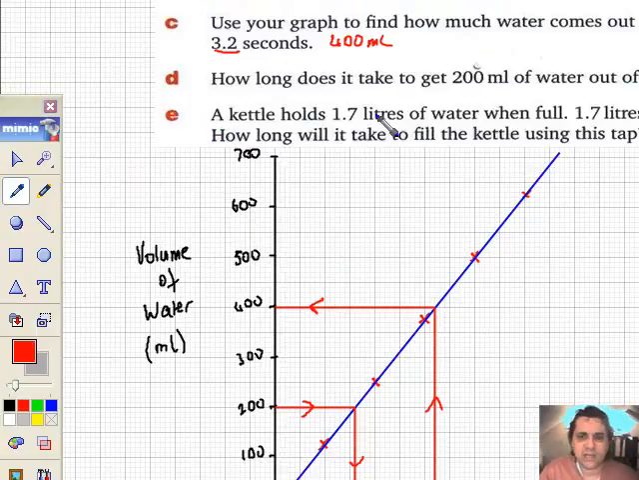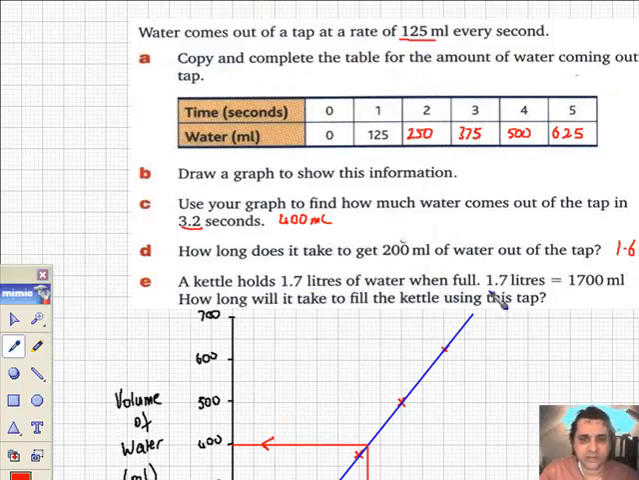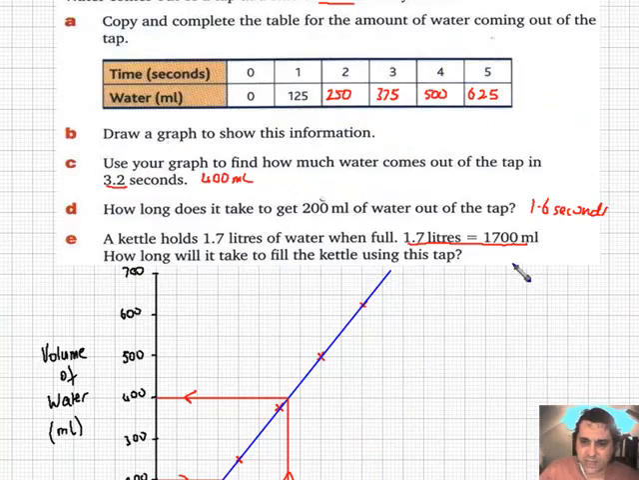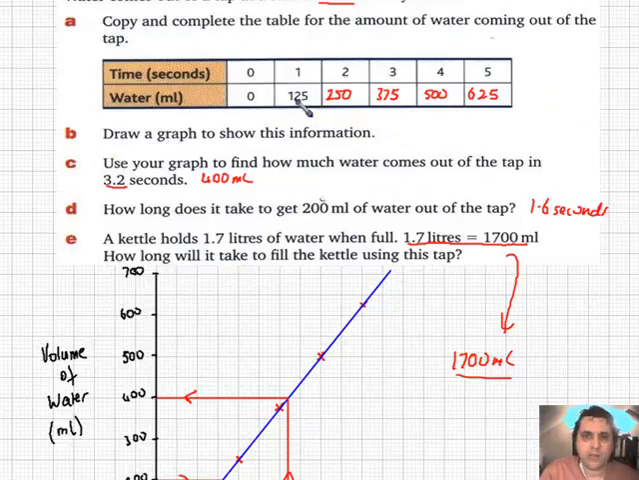Now, it says a kettle holds 1.7 litres when it is full, and we're told that 1.7 litres is 1,700 millilitres. How long will it take to fill the kettle using the tap? Well, every second gives me 125 millilitres. So how many seconds then? We're going to take our 1700 millilitres, divide by 1 second's worth of volume, which is 125 millilitres, and however many times that goes into that, that's how many seconds.